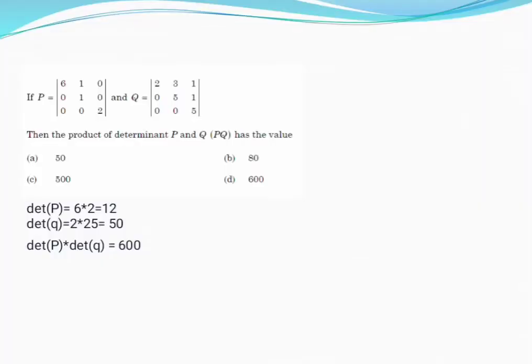This question says that P is a square matrix and Q is also a square matrix. Then we have to evaluate the value of the determinant of the product P into Q. Okay. Before that, we need to know what a matrix is.